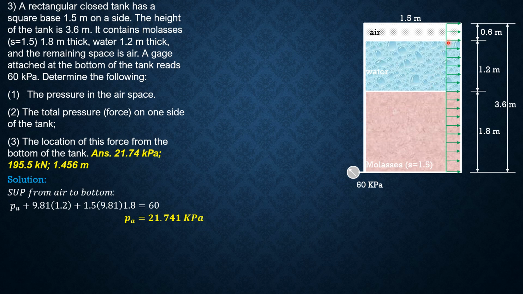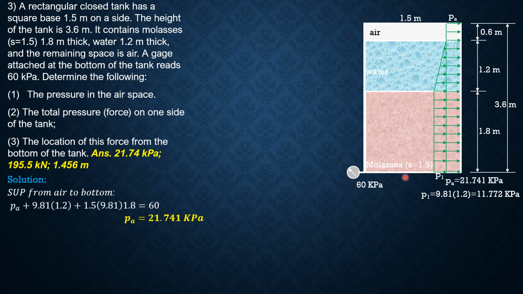Then the pressure here is still 21.741, so the increase in pressure is just due to water. This increase is 9.81 times 1.2. We will call that P sub 1. So the total pressure here is pressure of air plus P1, and P1 is 9.81 times 1.2, so that would be 11.772 kilopascals.